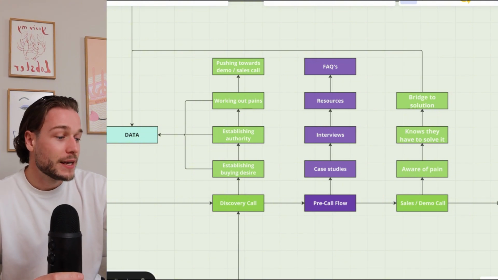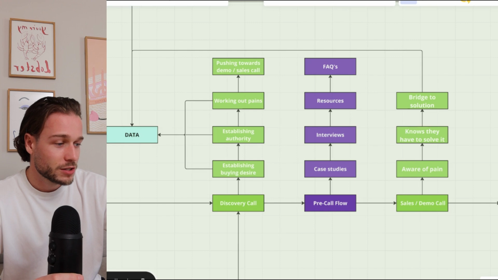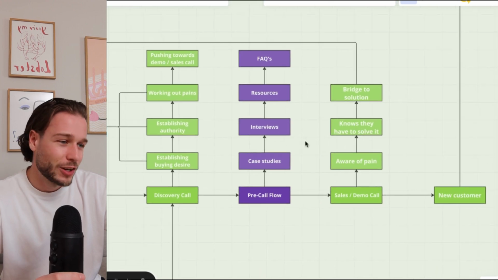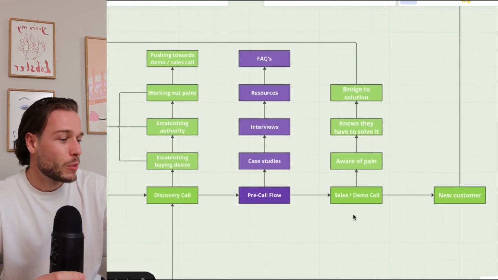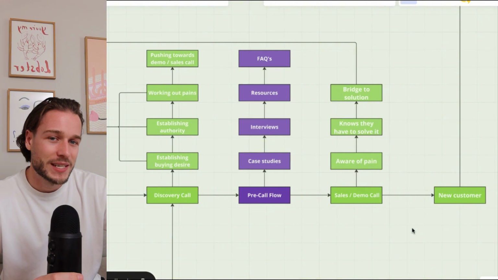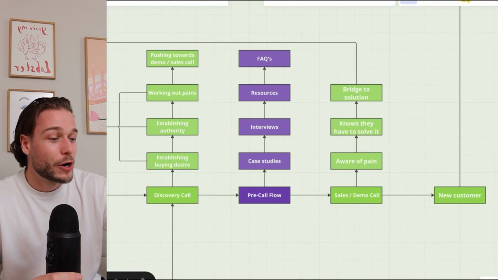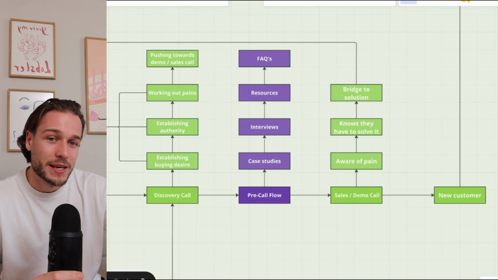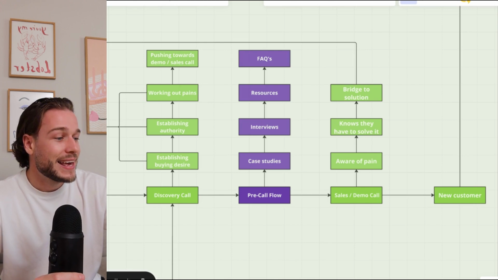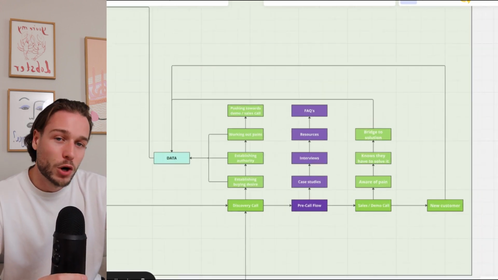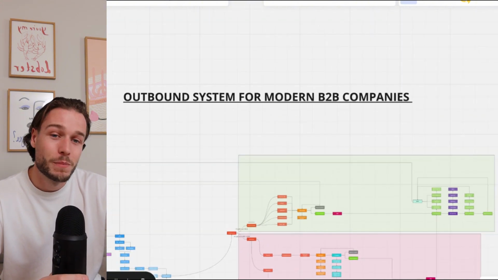Okay, so hopefully, after doing all this, you've got lots and lots of discovery calls, lots and lots of demo calls, and lots of new customers. Okay, so the more customers we get, the more we can feed that back into our data, which all ultimately goes back into our understanding of the market and our ICP as well. So this right here is the outbound system for modern B2B companies.